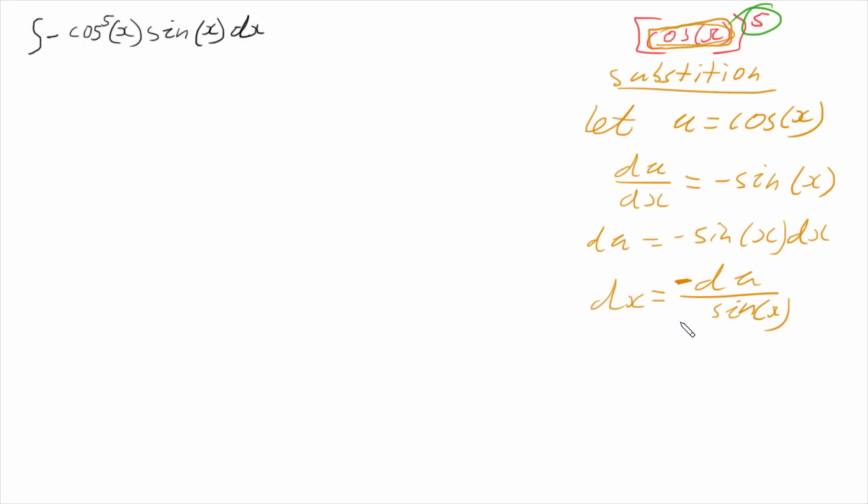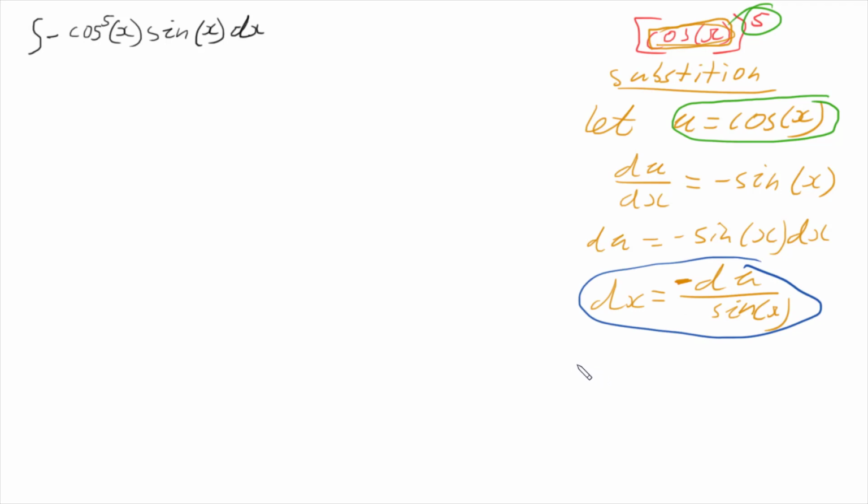So now I'm ready to substitute. I can replace my cos of x with u, and I can replace dx with negative du on sine x. So if I do this to my integration, that gives us the integral of negative, and I'm going to replace the cos with u. So I've got u to the power of 5 times sine x, which is still there, but the dx is going to be replaced with negative du on sine x.